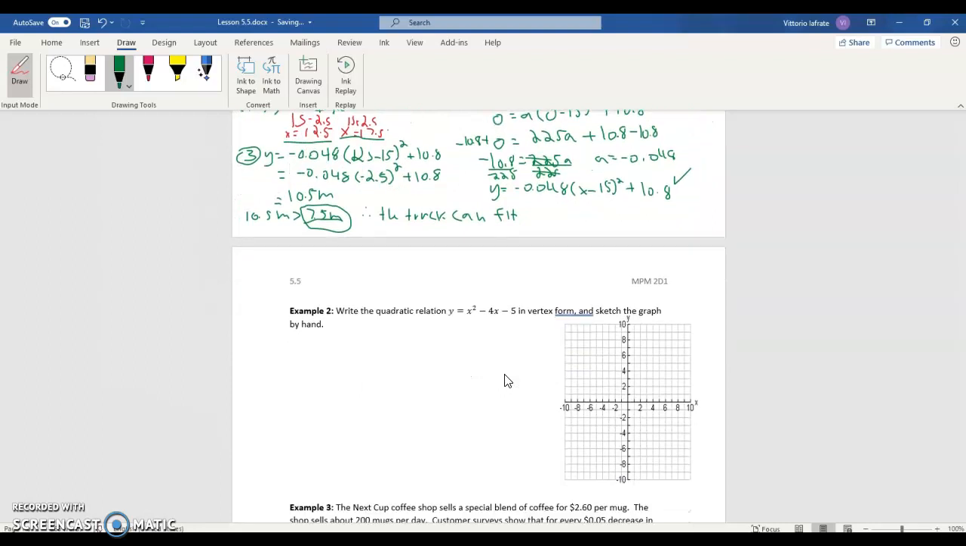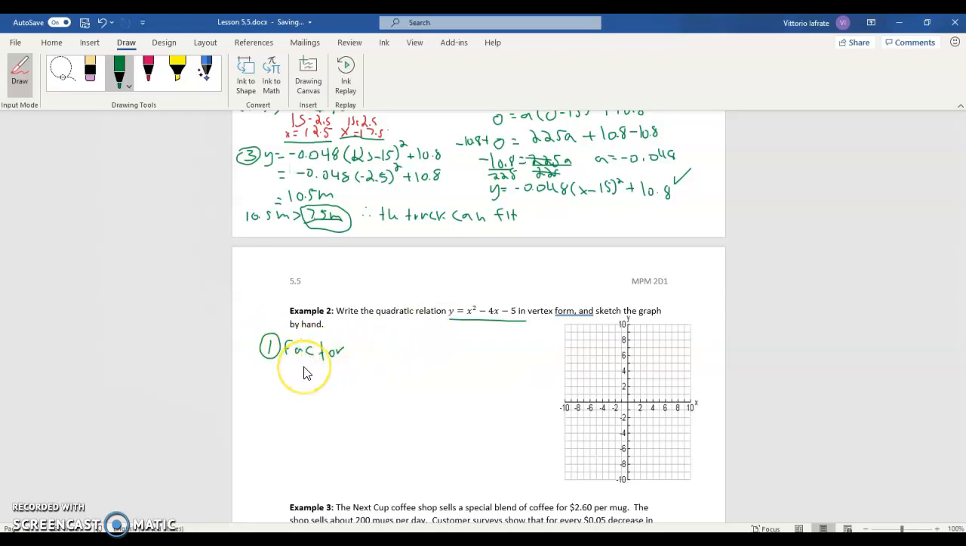Let's go to example 2. We're going to write a quadratic relation in vertex form. There is a method to do that, but you didn't learn that yet. So what we're going to do is teach you a longer method right now, and then later you'll understand how to do the other method. So we want to write this in vertex form and then sketch the graph. Right now we don't really have much in this form. So typically, if you're given the standard form, what I would want you to do is factor first. Factor using your factoring skills that we learned previously.